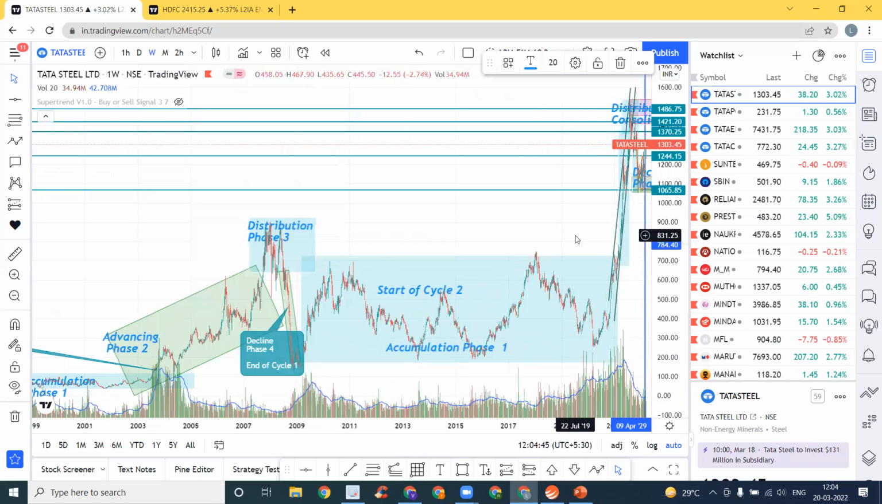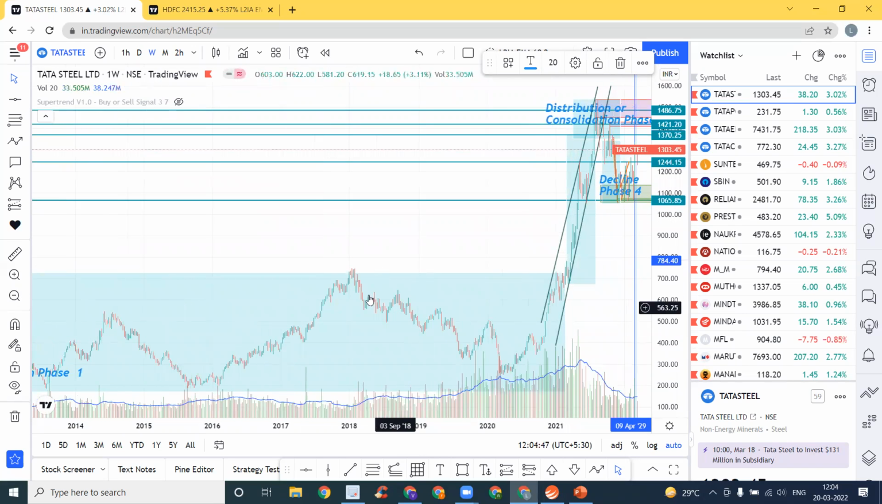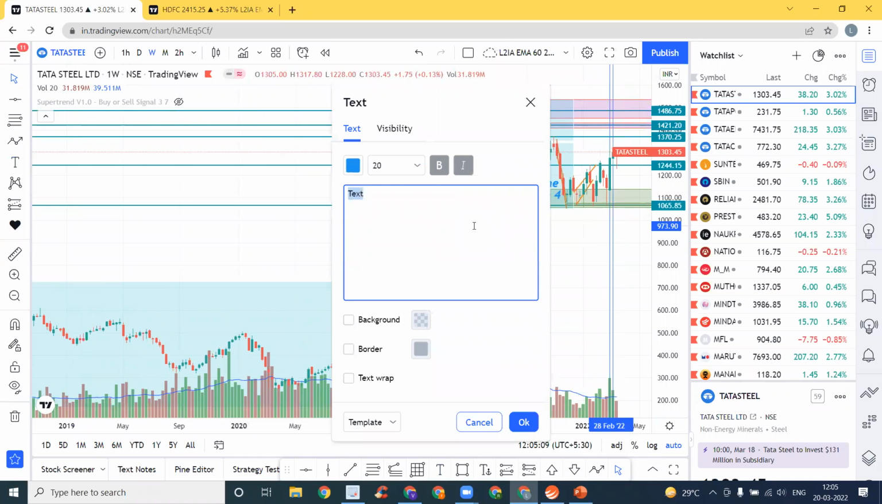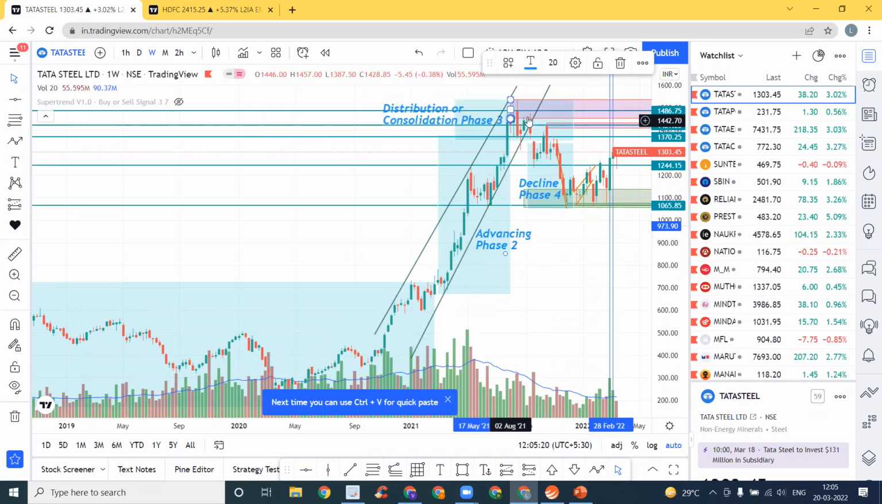बीच में कोविड भी आके गया, कोविड ने बड़ा डाइव मारा नीचे. Then I started moving up. You can see the upward phase. This was my advancing phase. ये मेरा advancing phase था जहां मेरा स्टॉक ने एडवांस किया. It started moving up. Then the distribution phase and now the decline phase.